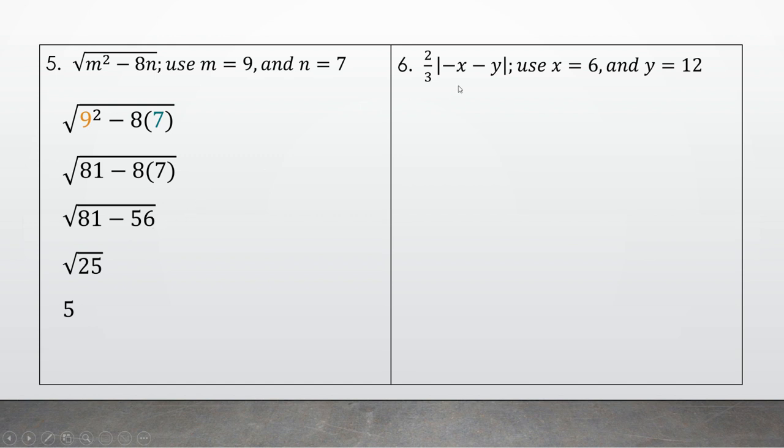Number 6, we're going to substitute x equals 6, and then we're going to substitute 12 for y. So the expression is 2/3 times the absolute value of -6 minus 12. -6 minus 12 is -18, and then the absolute value of -18 is 18. 2/3 times 18 gives us 12.